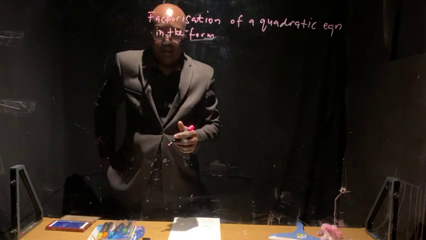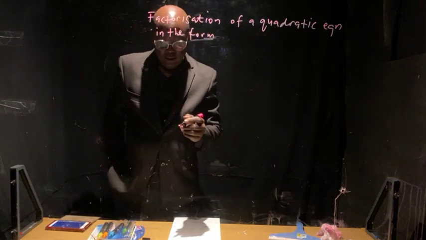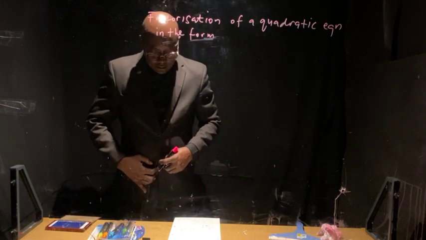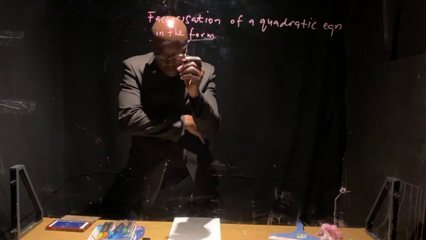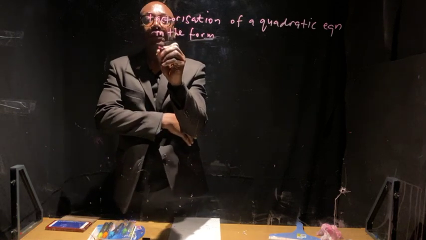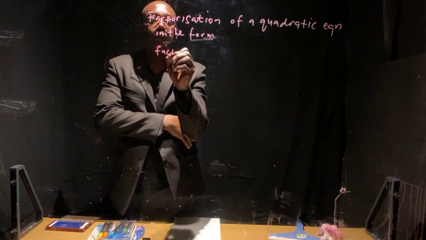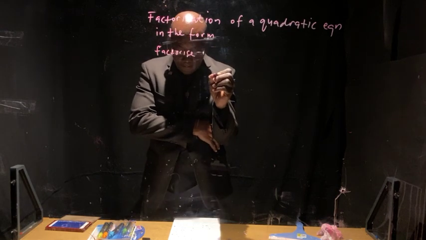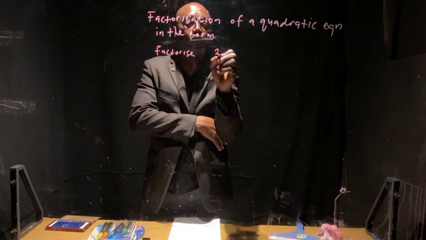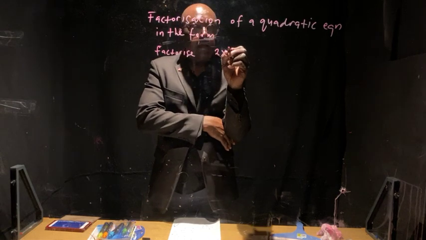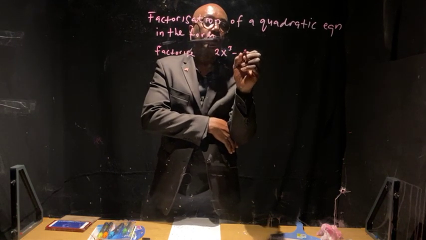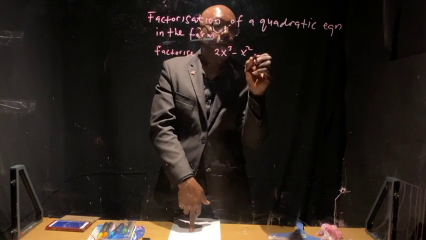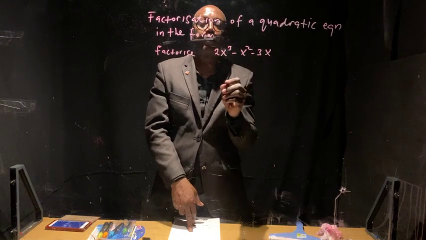We are taking another question, very much similar to the one that we considered. This question says: factorize 2x cubed minus x squared minus 3x. Solution.